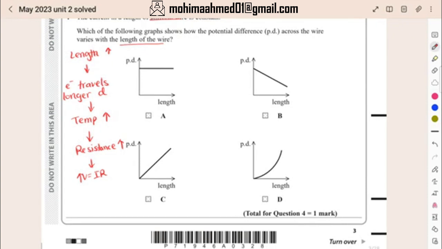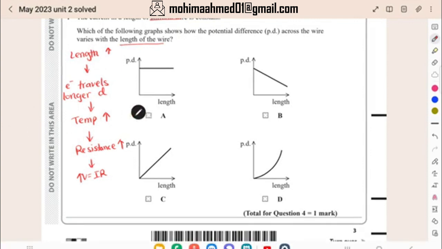So for this part, if you go to option A over here, it says that length is constant, but potential difference automatically increases. This really doesn't make any sense. So option A will certainly not be the correct answer. Option B says that length and potential difference are inversely proportional, because an increase in length causes the potential difference to decrease. So this is also not the case.